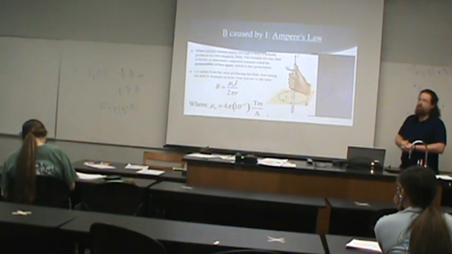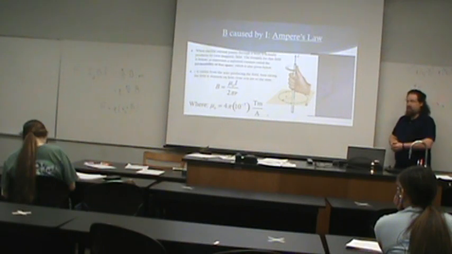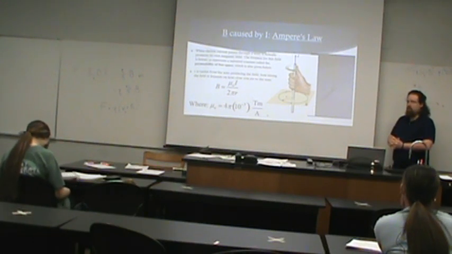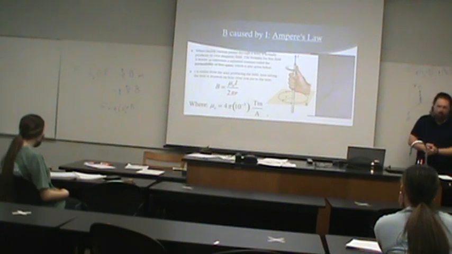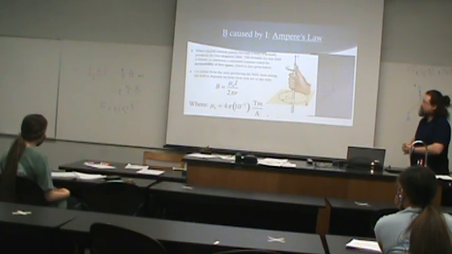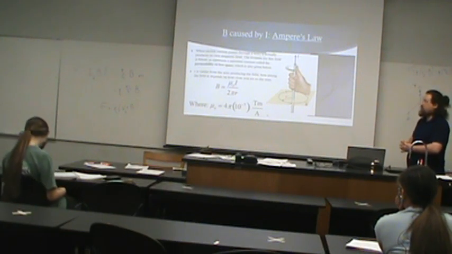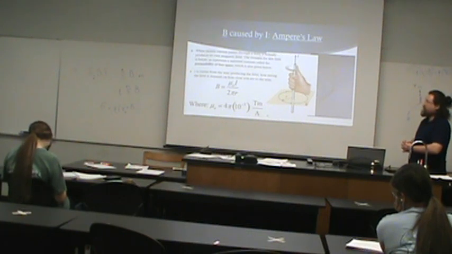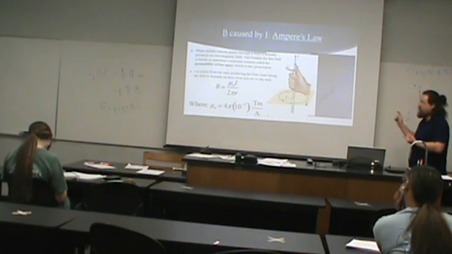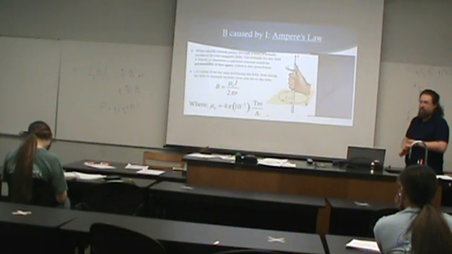So wires make their own magnetic fields. Questions so far? Is B still the magnetic field strength? Correct. So the strength of the field a wire makes depends on how much current is going through the wire and how close you are to the wire.